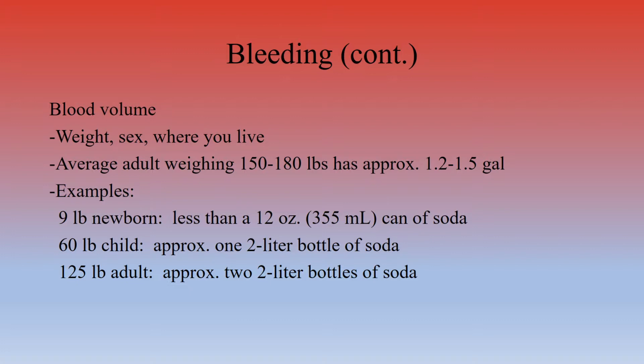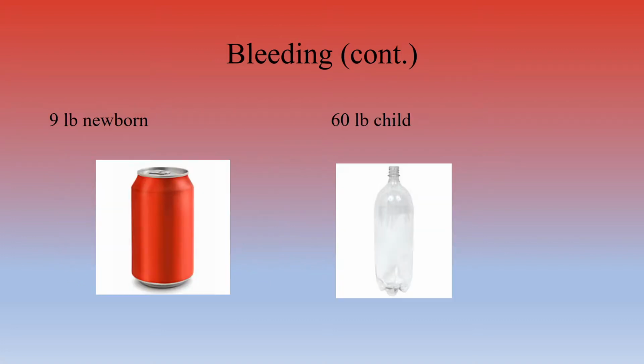And these are some examples. A 9-pound newborn will have less than a 12-ounce can of soda's worth of blood in their body, or about 355 milliliters. A 60-pound child will have approximately one 2-liter bottle, and a 125-pound adult will have approximately 2 2-liter bottles. So if you can picture these amounts in terms of soda bottles or cans or gallons of water, then you can kind of imagine how much blood a person has. So for you visual learners, this is kind of what it looks like.